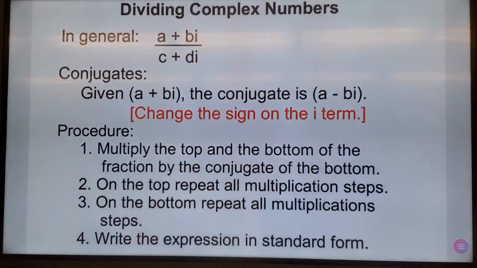Procedure there, you're going to multiply the top and the bottom, or the numerator and the denominator of the fraction, by the conjugate of the denominator. And you're going to repeat all the multiplication steps for the top two. You're going to look at the bottom two and repeat all the multiplication steps. And then you're going to write your expression in standard form. You will need to separate these so that you see an a term and a b term for standard form.